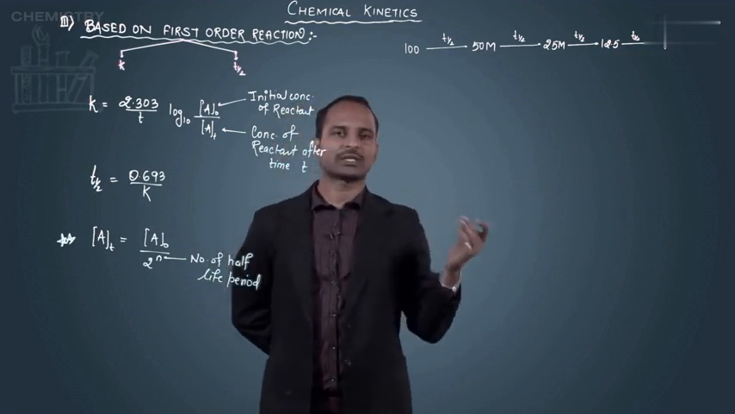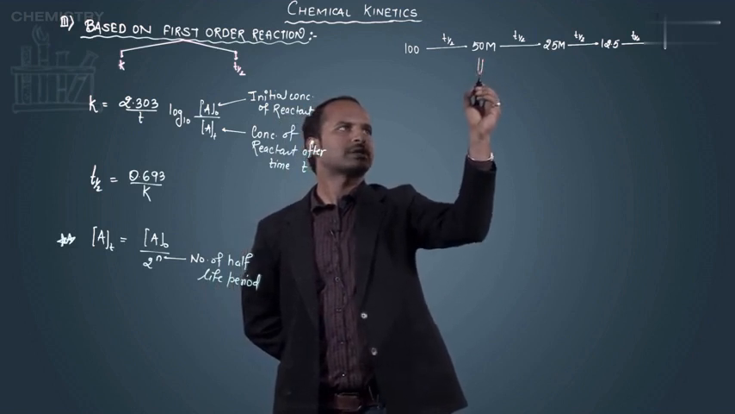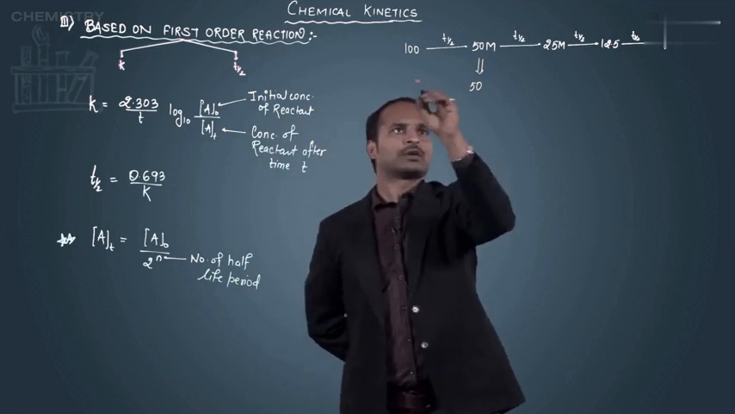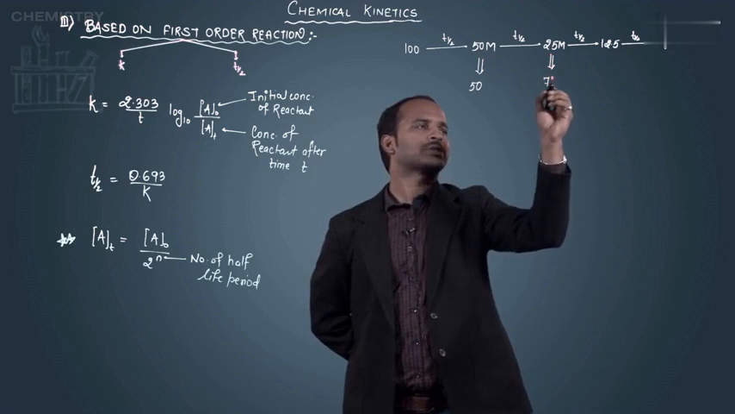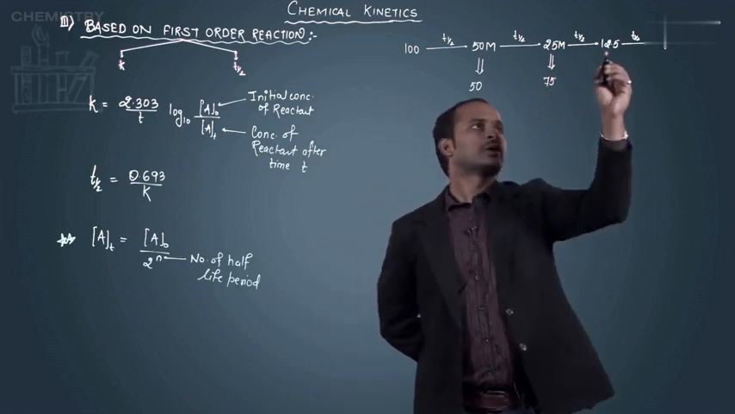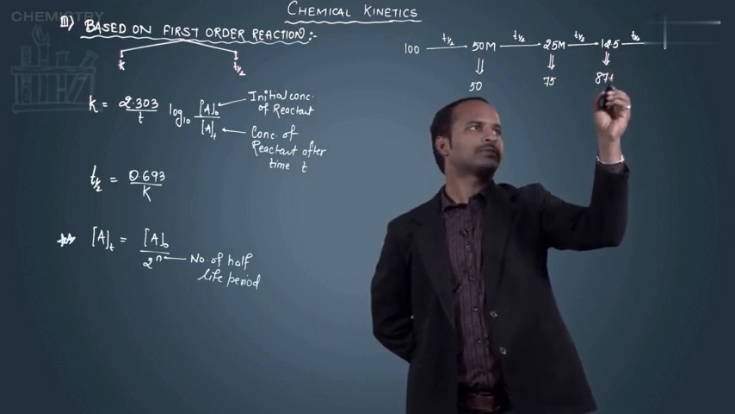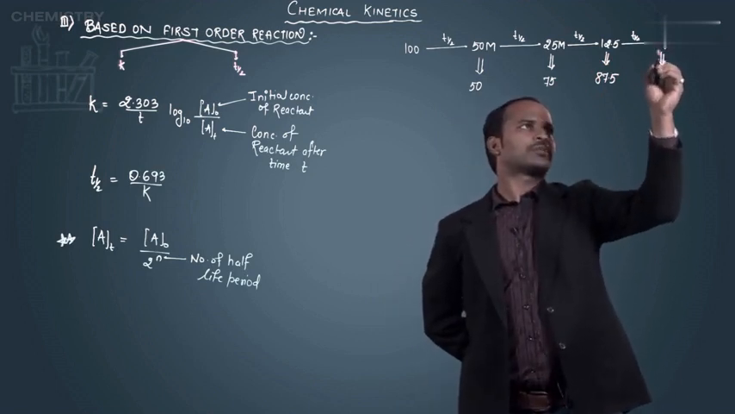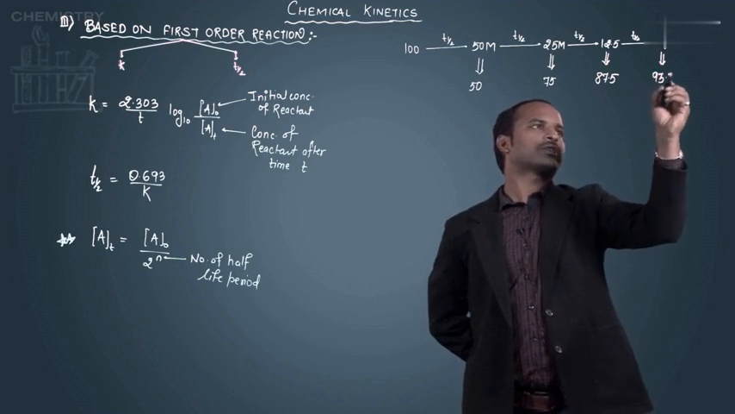Now the amount which is consumed. If 50 molar is left, then the consumed amount is also 50, as the taken amount was 100. If 25 is left, the consumed amount is going to be 75. Out of 100, 25 is left, means 75 is consumed. If 12.5 is left, the consumed amount is going to be 87.5. If 6.25 is left, the consumed amount is going to be 93.75.